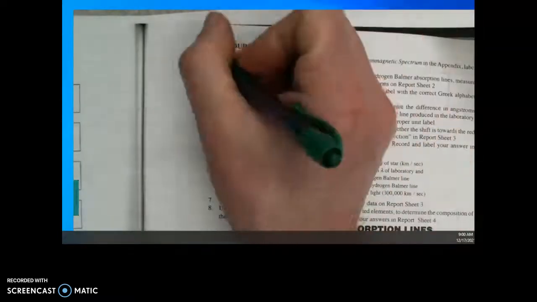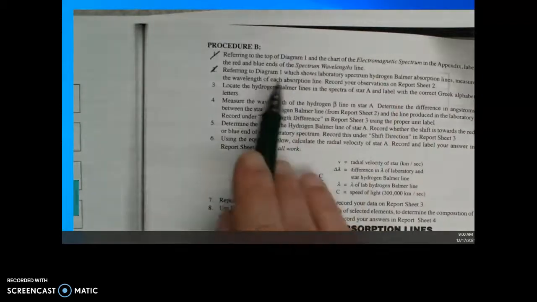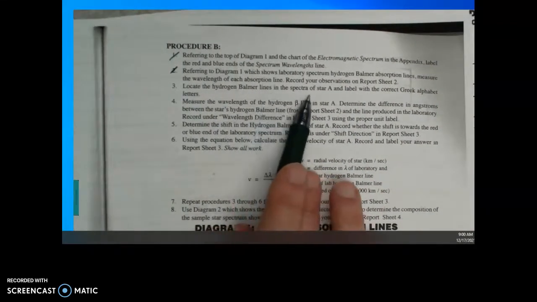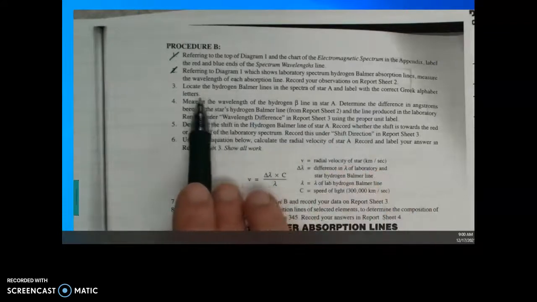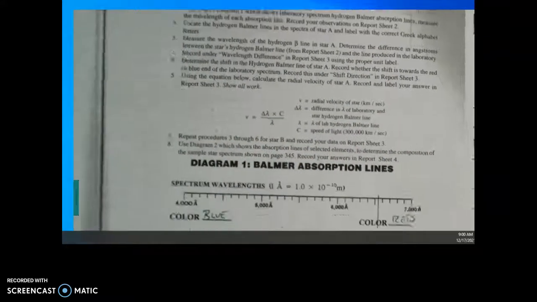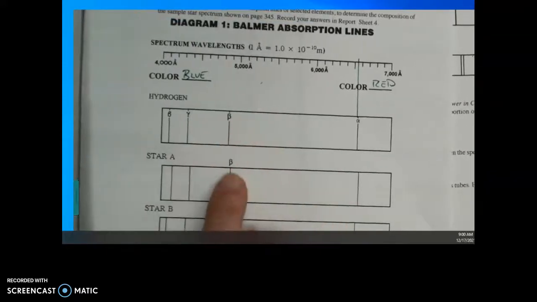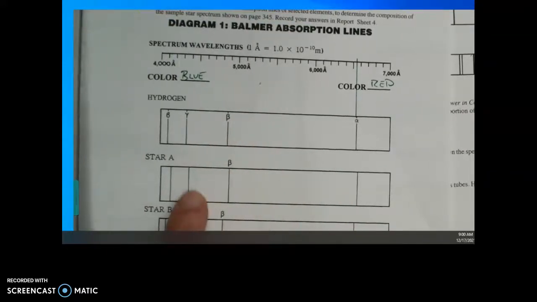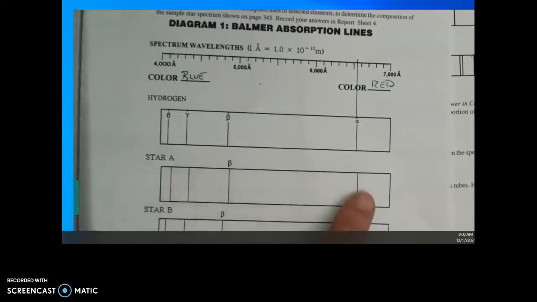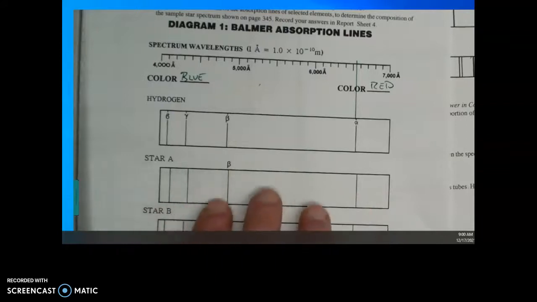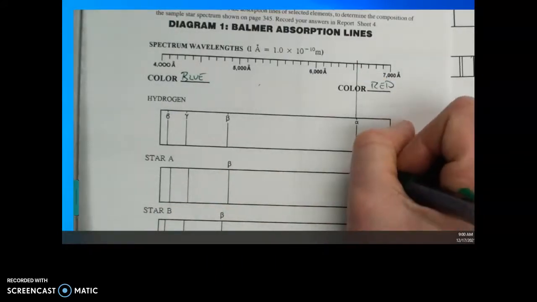Okay, so once we're done with that, we've completed step number 2 here. Step number 3 says locate the hydrogen Balmer lines in the spectra of star A and label with the correct Greek alphabet letters. This is as simple as saying, they did one for you here. So here's that. B1 is saying, okay, what do I think this one is, what do I think this one is, and what do I think this one is? It's pretty obvious, right? And we're looking at hydrogen from a star now, so they're just saying, okay, now go ahead and make these match up just so we're all on the same page.